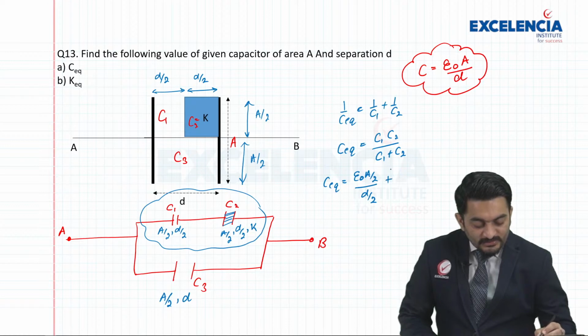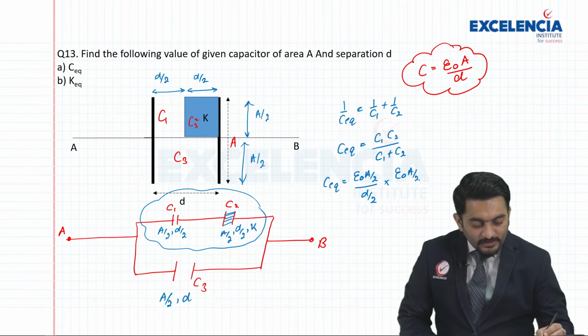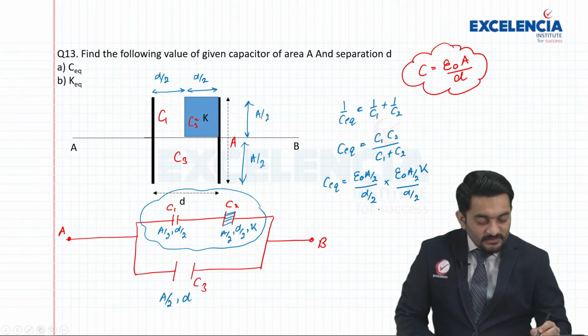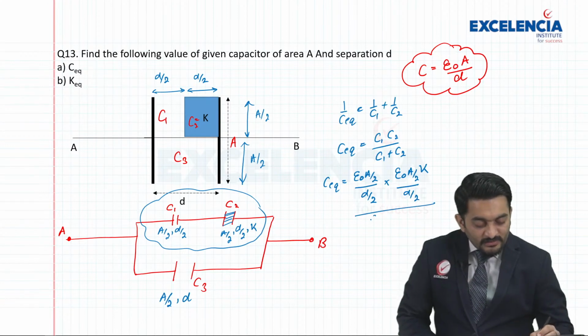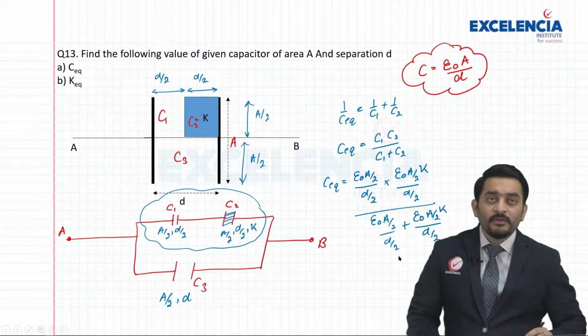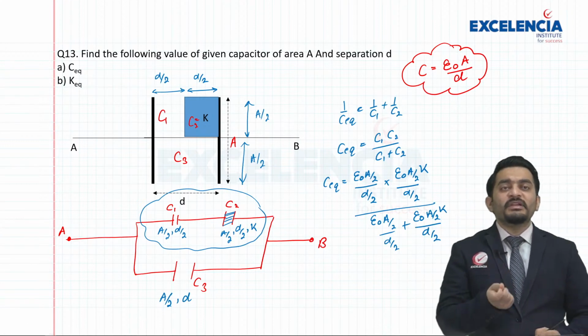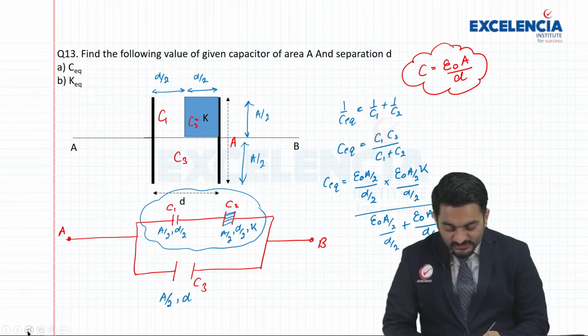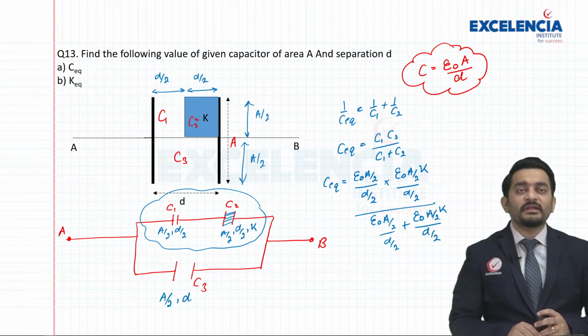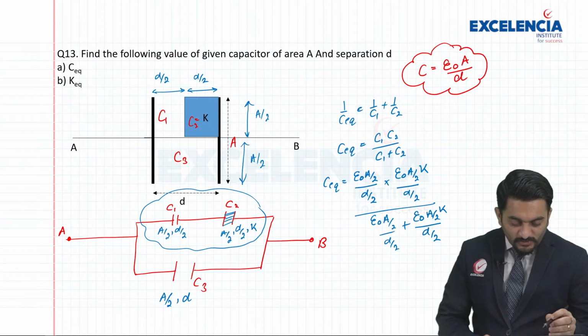C2 is, since it is C1 into C2, epsilon naught A by 2 over D by 2, but K will also be there in case of C2. In the denominator, you write epsilon naught A by 2 over D by 2 plus epsilon naught A by 2 K over D by 2. Calculation is the only challenge we are going to face in this particular question, and if you do your calculation correctly, I think you would be able to get the correct answer. Now let me show you what you can do.